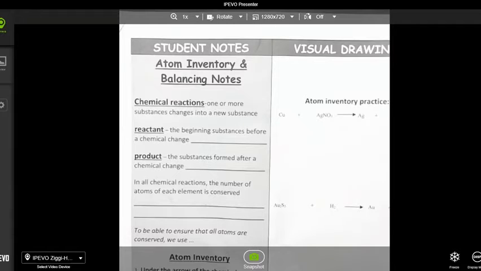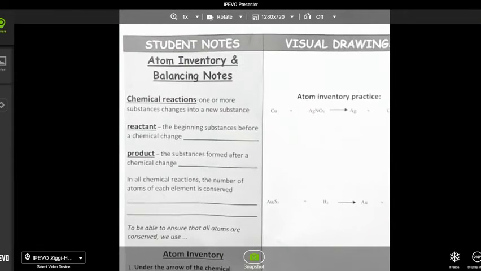So we're going to start a unit called Balancing Reactions. So this unit, we're going to be basically counting atoms and then figuring out how many we start with, how many we end with, and that number always needs to be the same. So before we can learn how to do that, first we need to figure out how to count the number of atoms that are in a reaction. So the whole theme of this unit are chemical reactions.